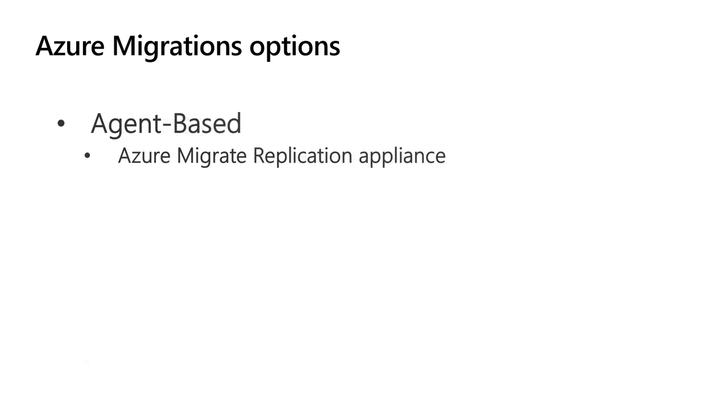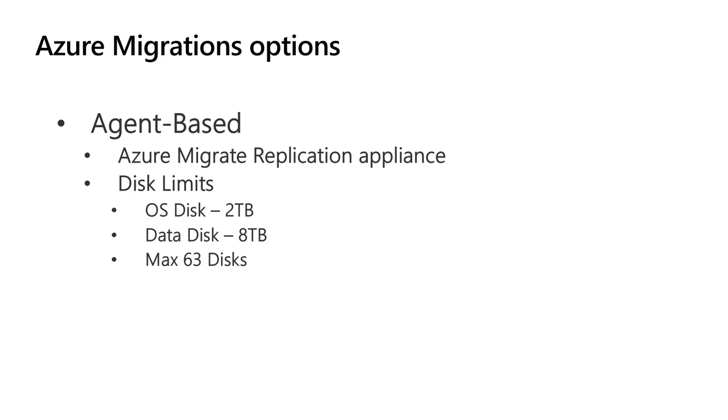Okay? Another thing is on agent-based. Again, it's the old ASR, so it's the Azure Migration Replication Appliance, okay, the ASR. Here the OS disk is exactly the same, although the data disk is a little bit bigger. 8 terabytes that you can have. Because again, it's the ASR, it's based on ASR technology. Although you can do 63 disks maximum, okay? Although because it's the ASR, it's not compatible with the ASR, okay?